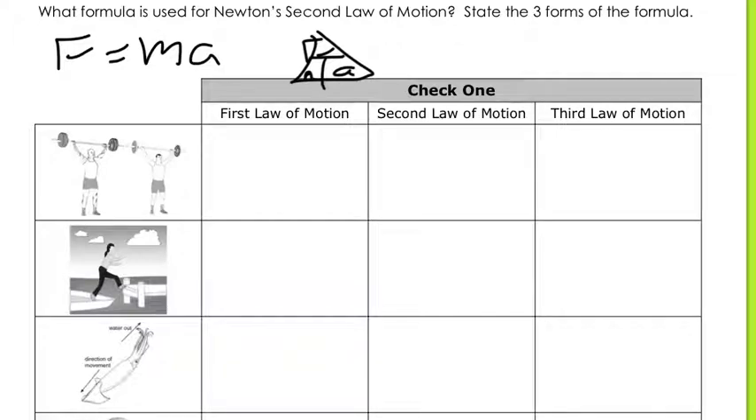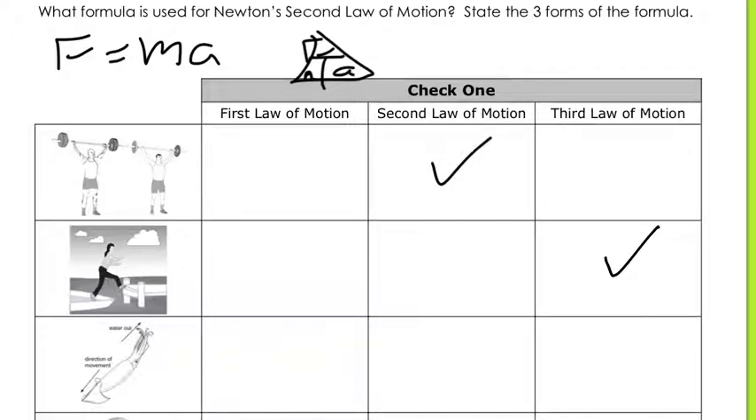Here, the first picture is showing two people lifting weights, and one of them has more mass on the bar. So that's the second law of motion. The second picture is a person stepping off a boat onto a dock. That's showing action and reaction. So as she steps off, the boat is going to go backwards and she's going to go forward. So that's action and reaction.